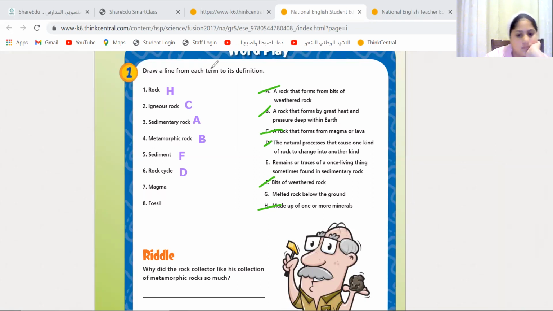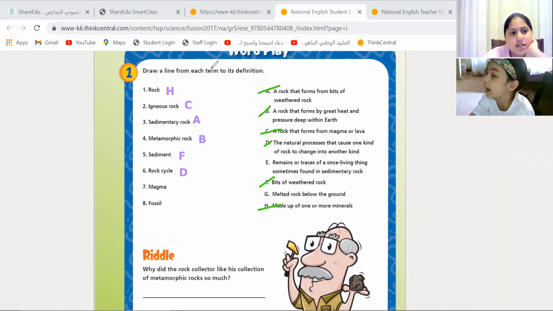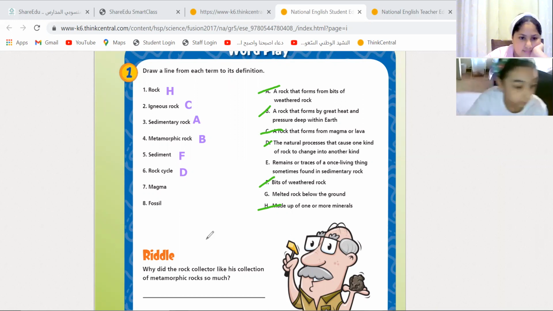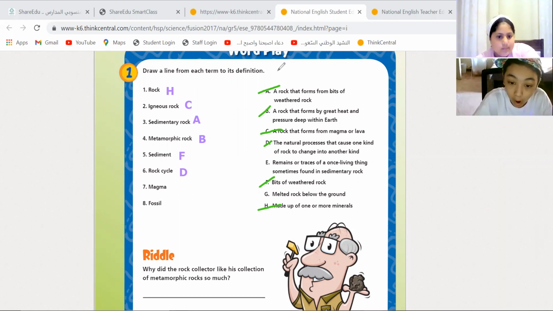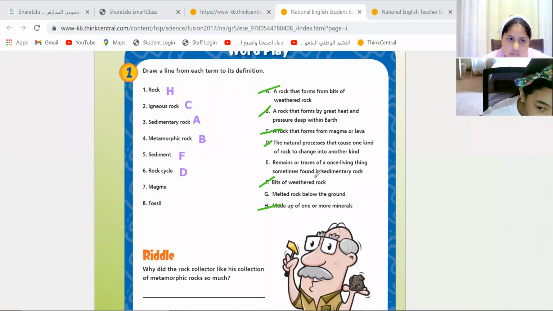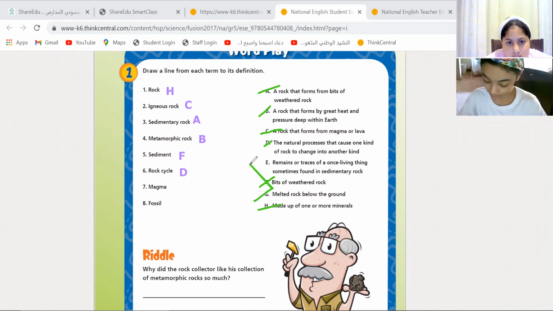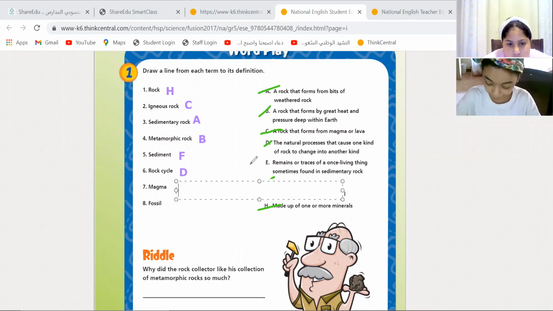Amal, did you answer with me? Yes. Okay, Fairuz, did you answer this page with me? No. Okay, do number 7. What is magma? Is it the remains of something once living, sometimes found in sedimentary rock, or is it melted rock below the ground? Melted rock. Excellent, Fairuz. Bravo. So that means that the last one is E.